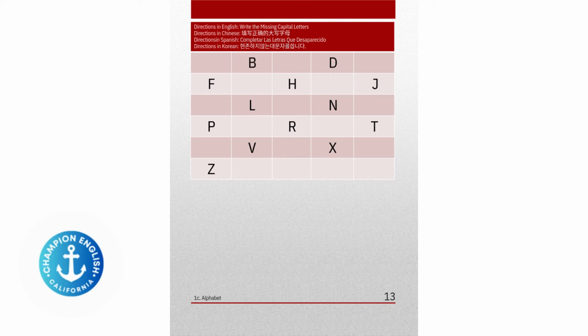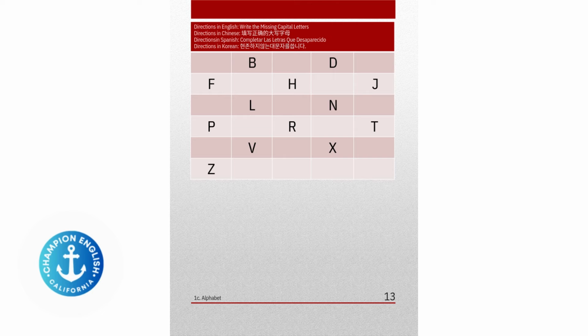If I say F, you should say G. If I say H, you should say I. If I say J, you should say K. If I say L, you should say M. If I say N, you should say O. If I say P, you should say Q. If I say R, you should say S. If I say T, you should say U. If I say V, you should say W. If I say X, you should say Y. And if I say Z, that is the end.